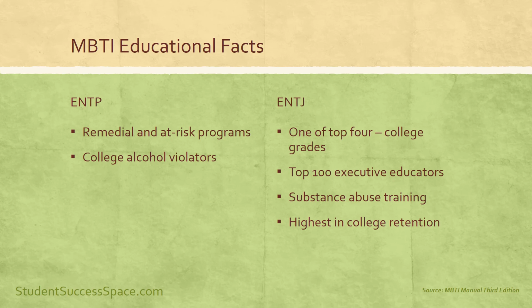An ENTJ is among the top 4 types for college grades, and one of the 2 types that are most frequent among the top 100 executive educators. Remember that an ENTJ is considered to be the executive personality type. One of 2 types most frequent among resident assistants at a women's college, and they also tend to be frequently referred to for substance abuse training.